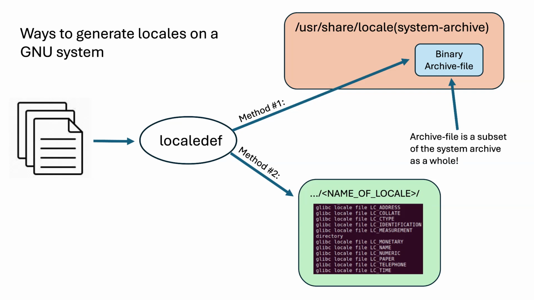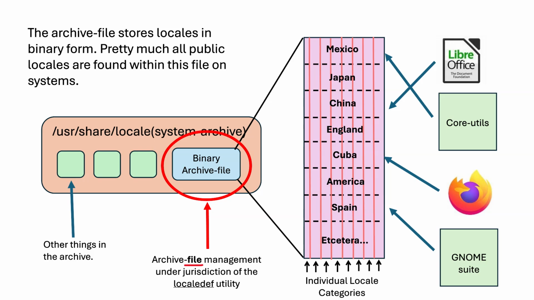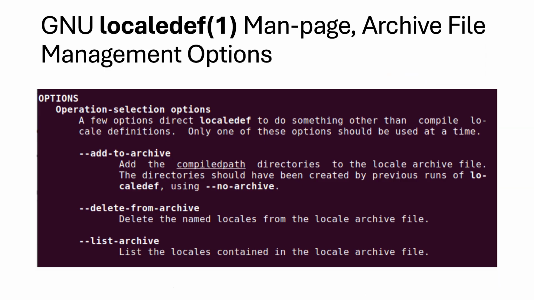glibc's implementation of the localedef utility gives us two methods of generating locales: through appending compiled data to the system-wide locale archive file, or storing them as directories containing several binary files. Within the system-wide locale archive exists a locale archive file, which stores a number of system-wide locales in binary form. This is a memory-mapped binary file that can be read by any program to quickly and efficiently retrieve locale information. Since the localedef utility is responsible for locale generation or compilation on POSIX systems, glibc leaves the responsibility of archive file management to the localedef utility. GNU's implementation of localedef adds archive file management on top of its core POSIX functionalities.